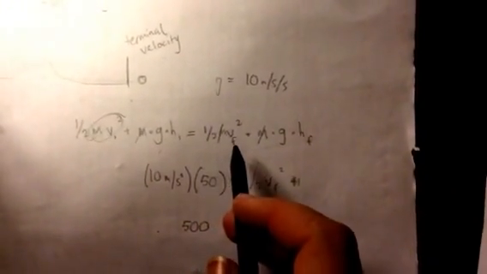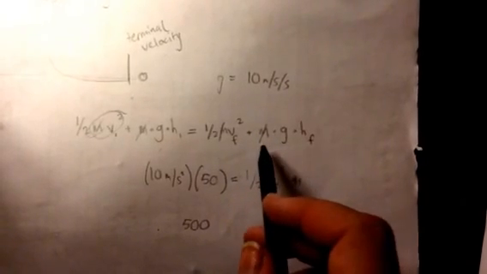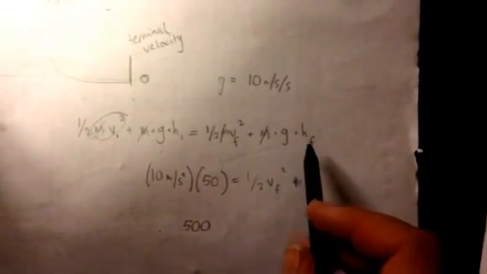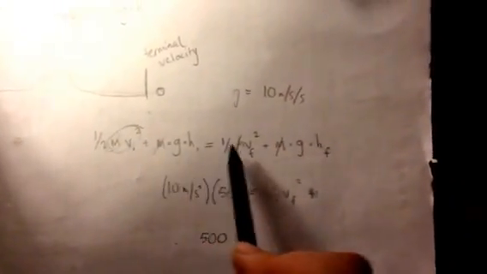So I set up my equation: 1/2 mass times final velocity squared plus mass times gravity times final height. Now right off the bat you can see that there's mass on all parts of my equation, so I can get rid of that quite easily.